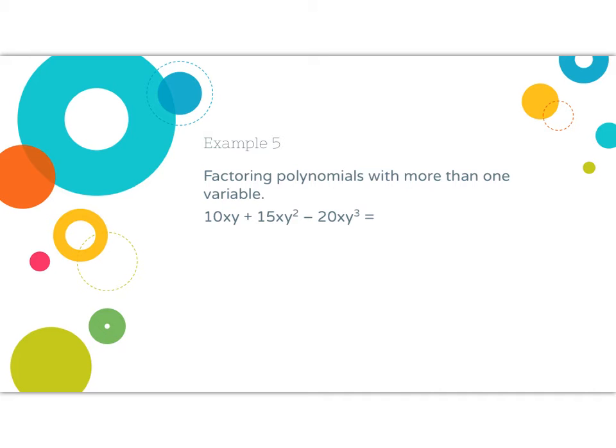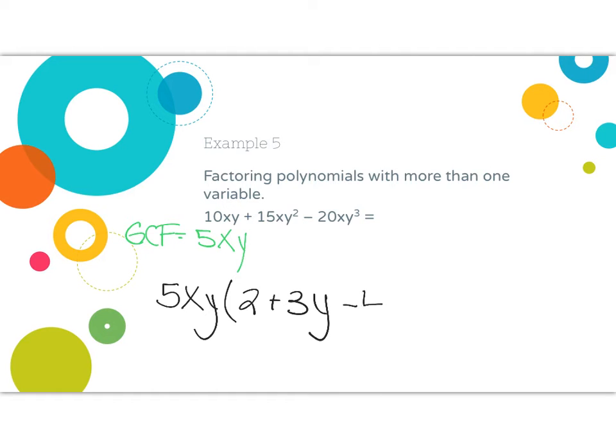Factoring with more than one variable, we're just going to take out more than one variable for our greatest common factor. Okay, so in this case, our greatest common factor is 5xy. So I'm going to divide each of those terms by 5xy. 5xy goes out front, and I am left with 2 plus 3y minus 4y squared. Again, we could double check our work by expanding out our monomial times a polynomial to see that we got the exact same answer as we started with.